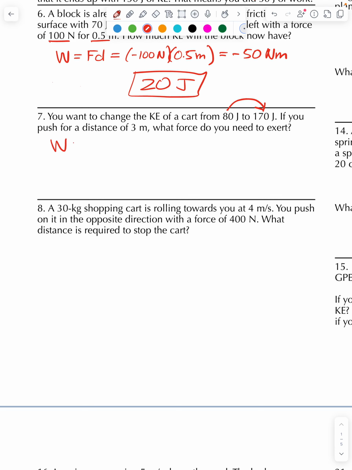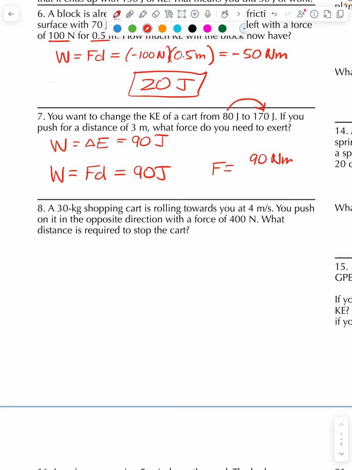So remember, the work is the change in energy. So it changed by how much? 90 joules. Right? We did 90 joules of work on this. So now we're asking, how much force do I need to exert if I could only push it for 3 meters? Well, now we use the other equation, that work equals force times distance. And we know the work is 90 joules. So I give you the distance of 3 meters. So in other words, the force is going to be 90 joules divided by 3 meters.